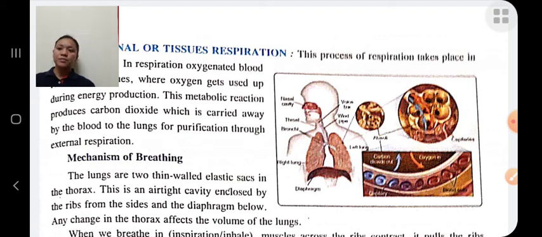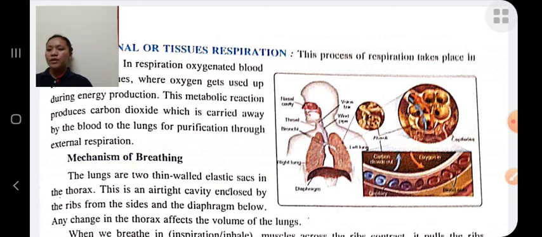Blood pressure is the force exerted by the blood on the wall of the blood vessels when it moves through them. There are two types of blood pressure, systolic and diastolic. Systolic means the higher pressure exerted by the blood, that is 120 mmHg, and diastolic means the lowest pressure while it travels through the vessels, and it is 80 mmHg.